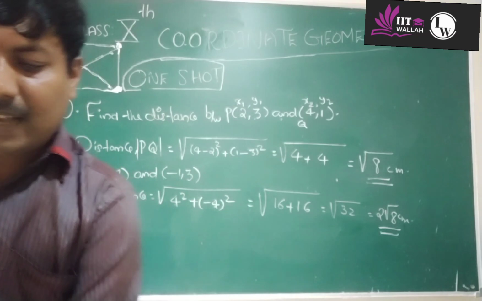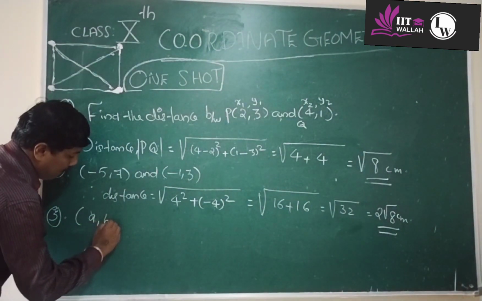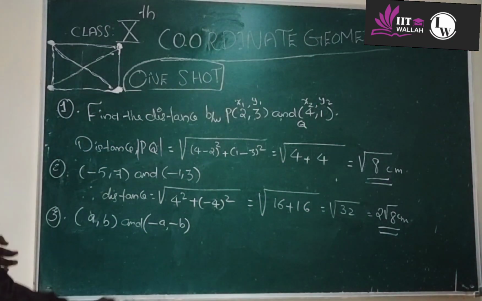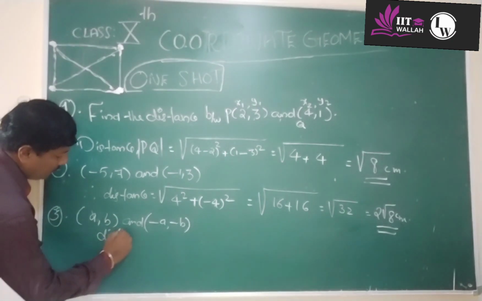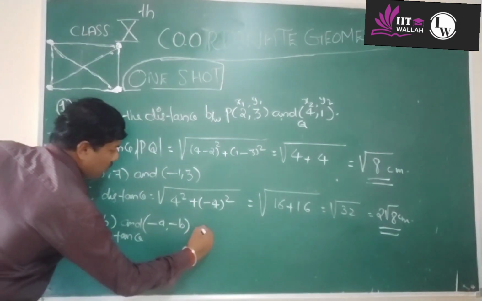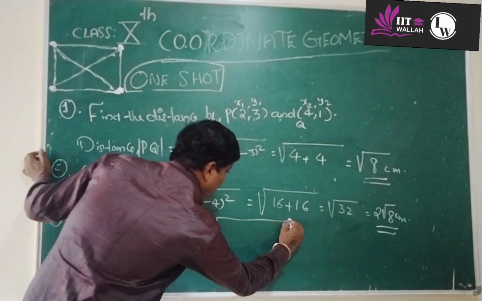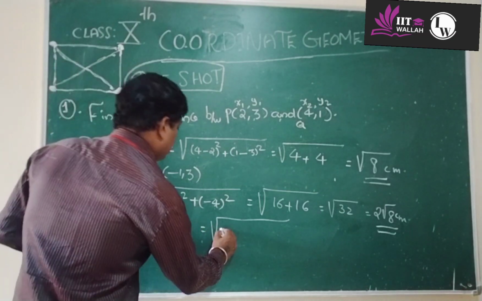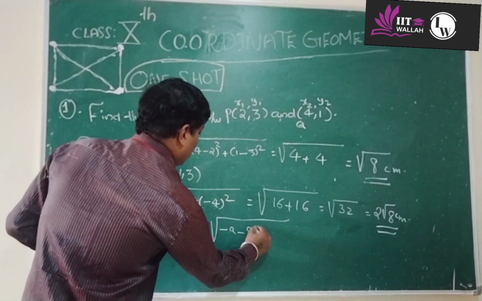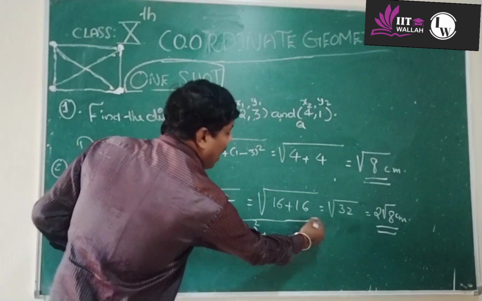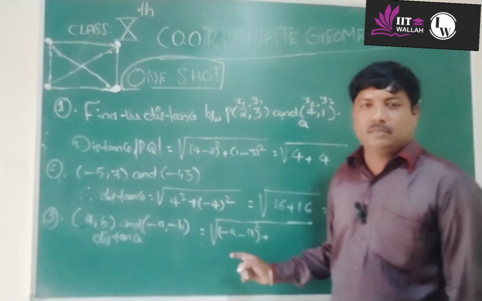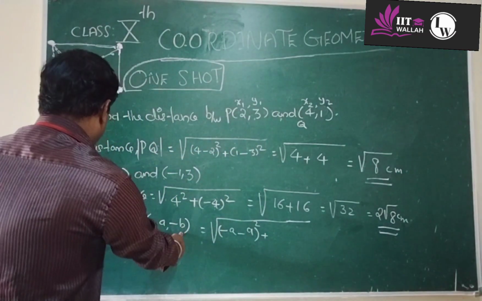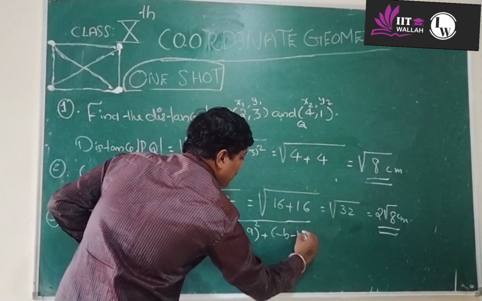Now, find the distance between (a, b) and (minus a, minus b). So distance is equal to root of minus a minus a whole square. To avoid the confusion, I am writing full steps. Okay. After learning, we will do very fast. Minus b minus b whole square.